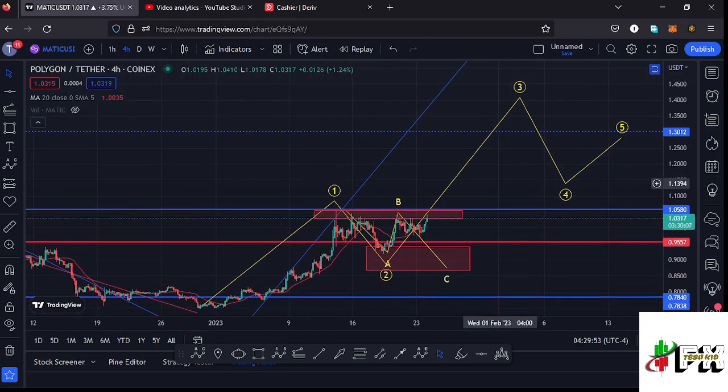And for now, we need to be a little bit patient until we see our confirmation, that is by breaking above the wave 1 high. Once that happens, then we can continue expecting even higher prices to fully maximize our formation of that wave 3.